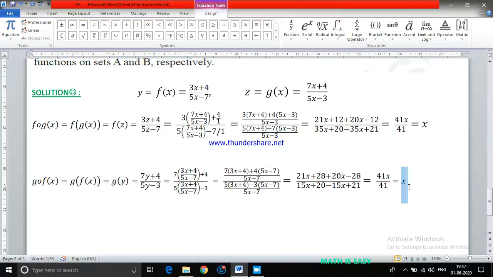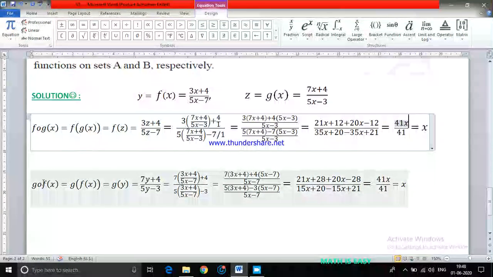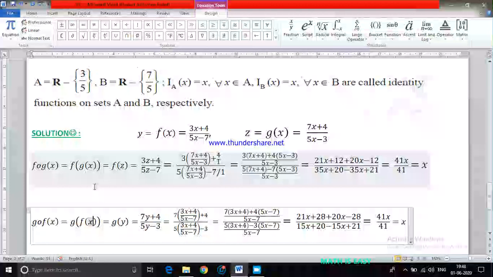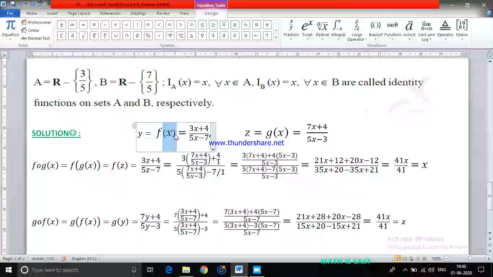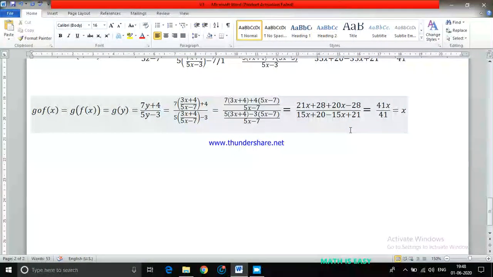So if you want, you can check for one of the questions. When I say GOF of x, for example, if I take x value as 1, so G of f of 1. So first substitute one value here. If I substitute one value here, what do you get? 3 plus 4, 7. And this is 5 minus 7, that is minus 2. So minus 7 upon 2. So now here x value will become minus 7 upon 2. So wherever x is there, you substitute minus 7 upon 2 and simplify. Your final answer will come as 1. You can try at home.